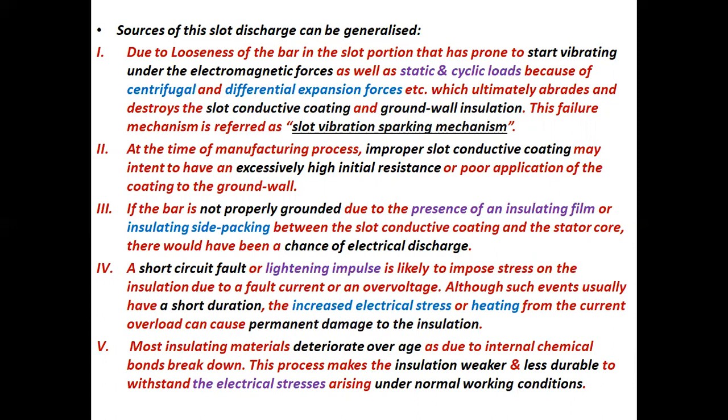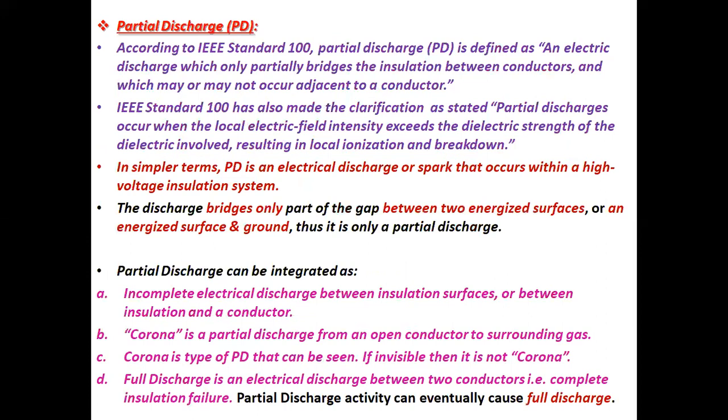Although such events usually have a short duration, the increased electrical stress or heating from the current overload can cause permanent damage to the insulation. Most insulating materials deteriorate over age due to internal chemical bond breakdown. This process makes the insulation weaker and less durable to withstand the electrical stresses arising under normal working conditions.